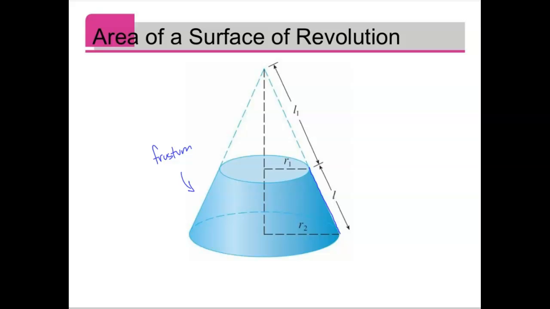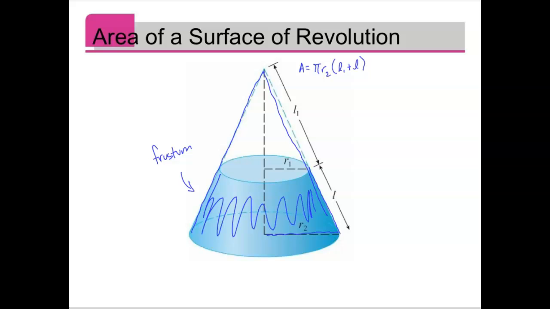From our definition of surface area of a cone, if I look at this as one big cone, just looking at the whole thing, then I can say that the surface area of that cone is pi r2, the base radius, times the slant height, which is L1 plus L. And then what I want to figure out is just the frustum. I want to find the surface area of just that piece. So what I'm going to do is subtract off the surface area of the smaller cone that we chopped off the top.